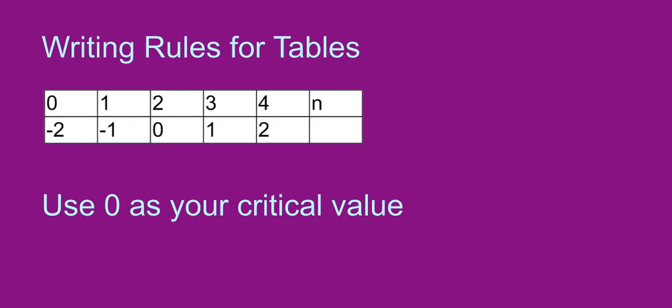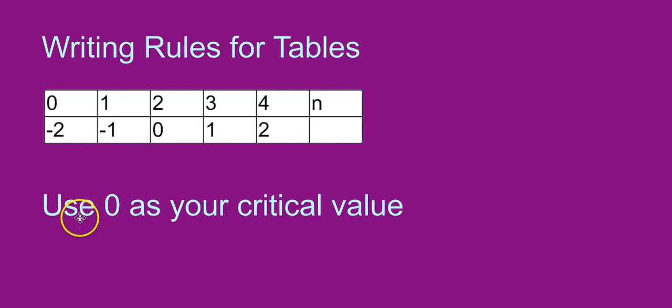The other type of problem we're going to look at is going the other way. I gave you a completed input-output table. I plugged in 0 and got negative 2. I plugged in 1, got negative 1. Plugged in 2, got 0. So on and so on. I want to know, what is the rule? What did I do to the top to make the bottom?